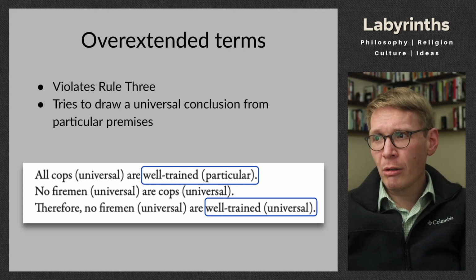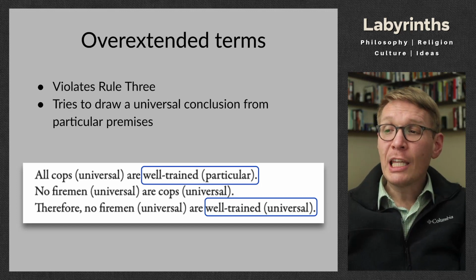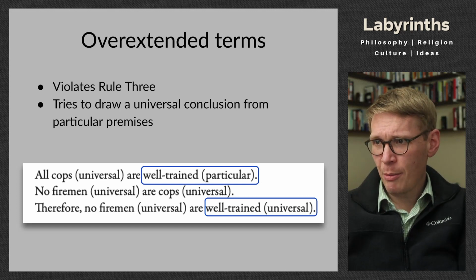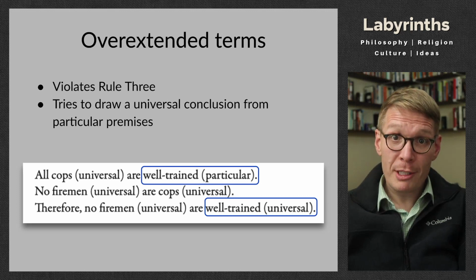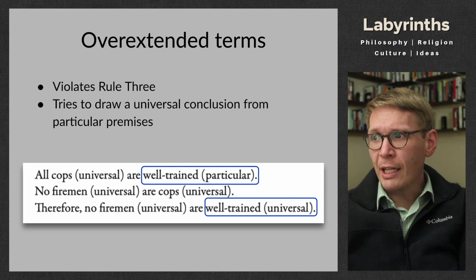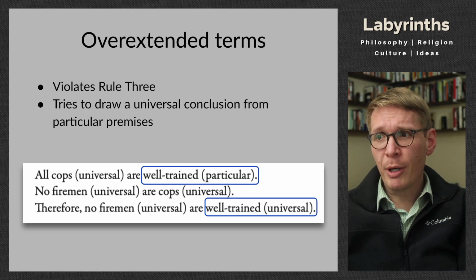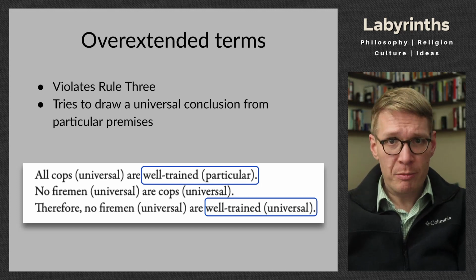In our example here, all cops are well trained. No firemen are cops. Therefore, no firemen are well trained. In the major premise here, all cops are well trained, or actually, I guess that would be the minor premise. This is not a figure 1 syllogism. In the first premise, well trained, as indicated here, appears as a particular term, right? So I'm only talking about the subset of well trained people who are cops, right?